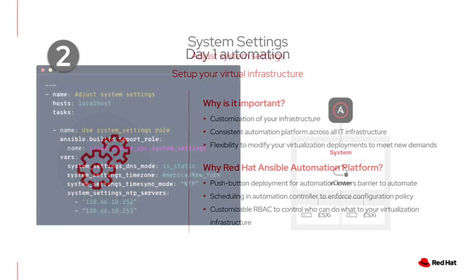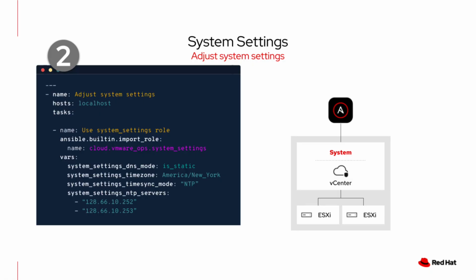Now for our second use case. Adjusting system settings. This playbook adjusts a host's system settings for things like DNS, time zone, and NTP servers. This ensures that every host is configured consistently. The system settings role does the heavy lifting and handles the complex logic, so you can focus simply on defining your desired values. This means that when you deploy a new hypervisor host, you can be confident that it's production ready and configured to the exact standards of your environment.